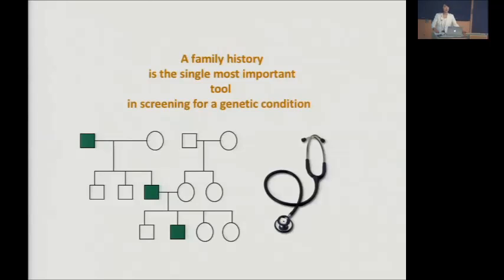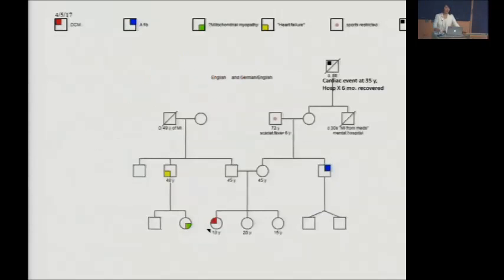So in medical genetics, the family history is front and center, and to us, the family history is like the stethoscope to the cardiologist. Okay. So this is the family history that I took. Okay. So I'm going to spend a little bit of time on this. This is the patient indicated by the arrow, and she presented with severe cardiomyopathy and stroke.